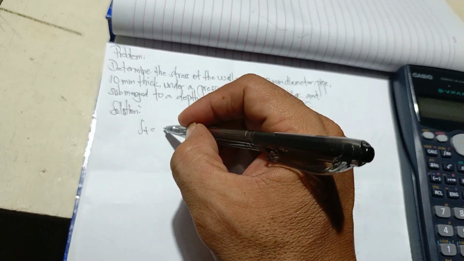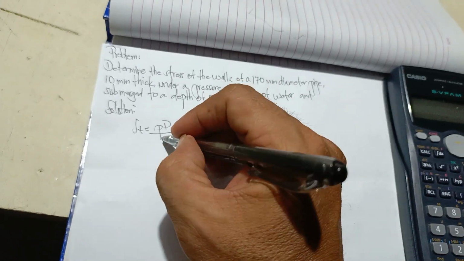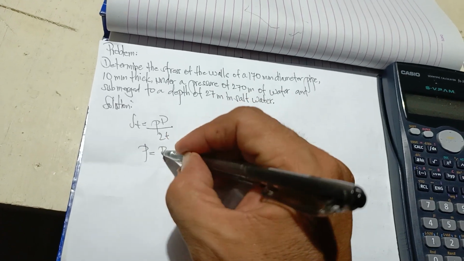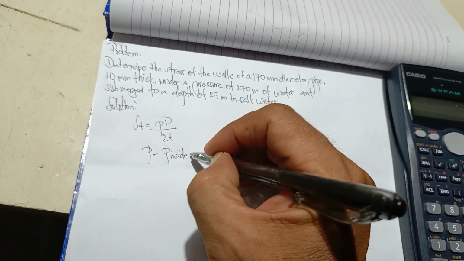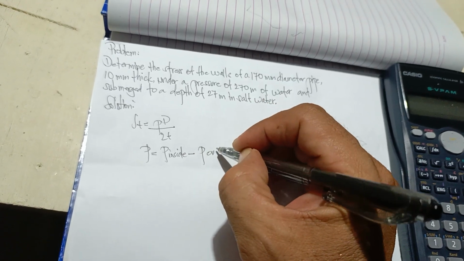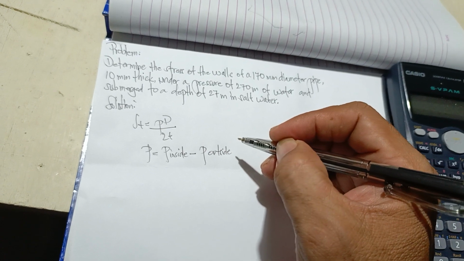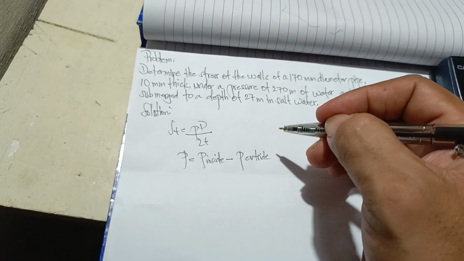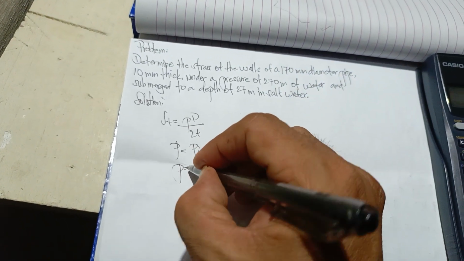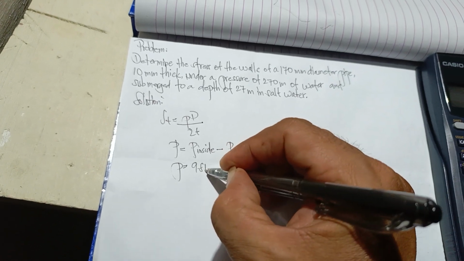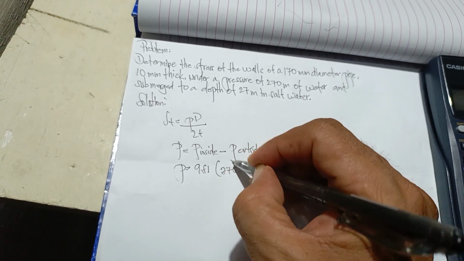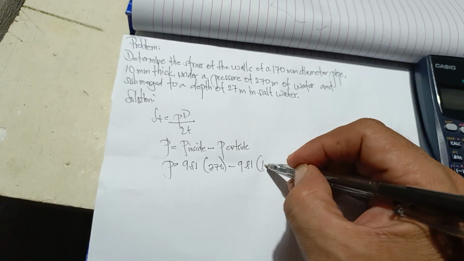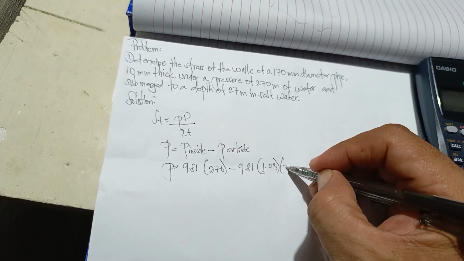ST is equals pressure times diameter over 2T. Pressure is equals pressure inside minus pressure outside. Next. P is equals 9.81 times 270 minus 9.81 times 1.03 times 27.